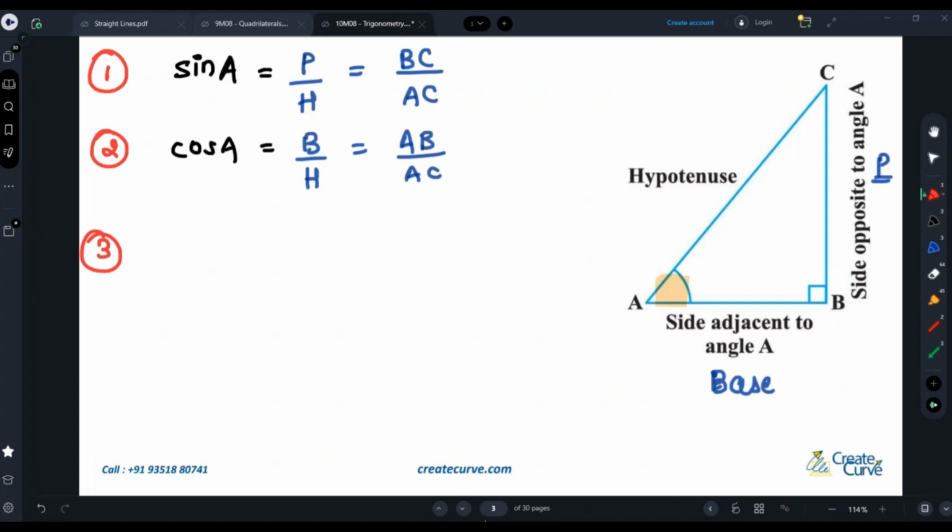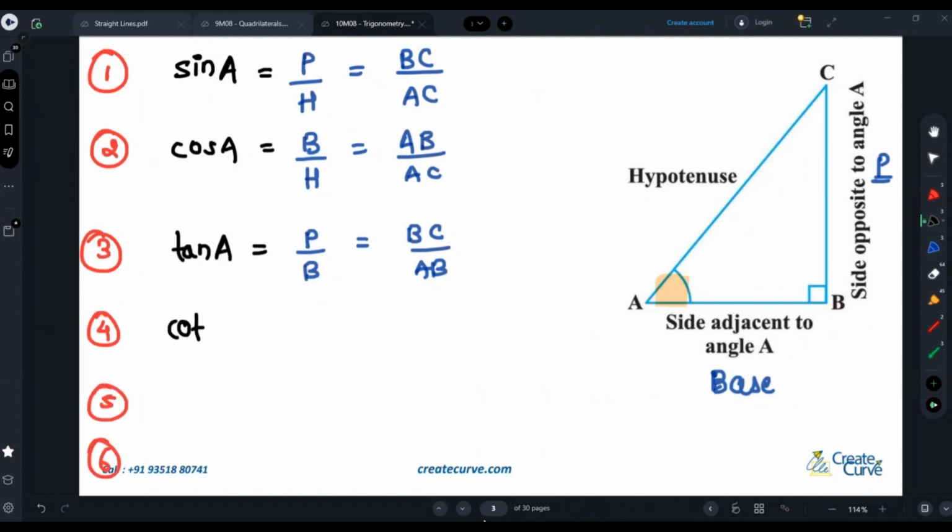Third is the tan of angle A. This is always perpendicular over base, and in terms of sides we will write BC over AB. These three things are very basic. Now, three more things are there: the fourth is cot, the fifth is sec, and the sixth is cosec. Now, what is the difference? Cot of A, then sec of A, and then cosec of A.